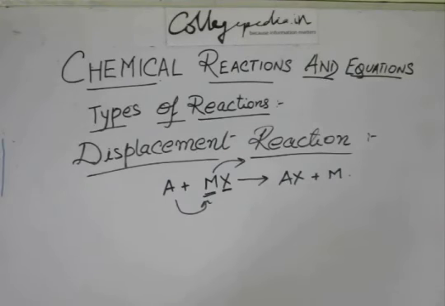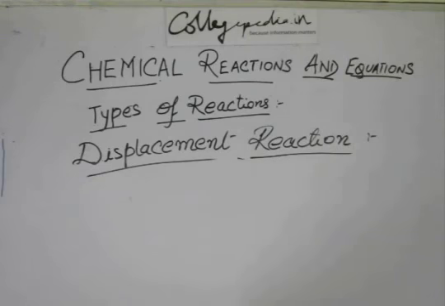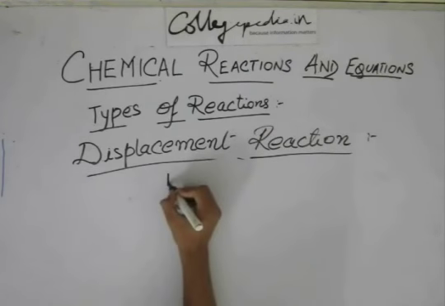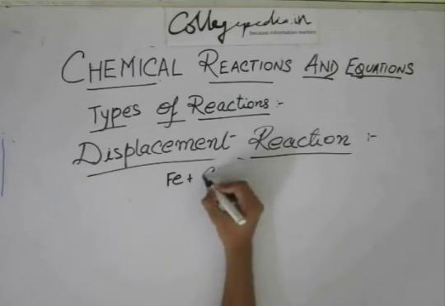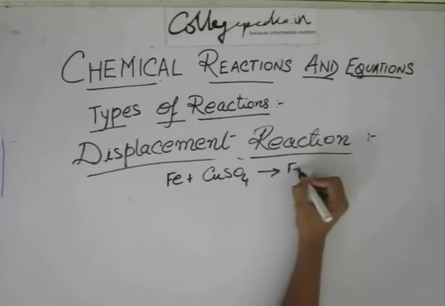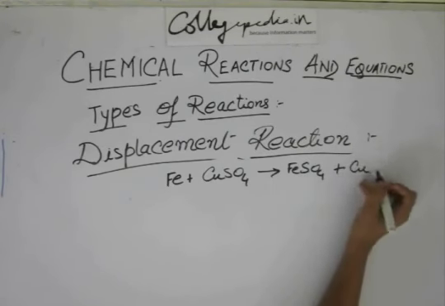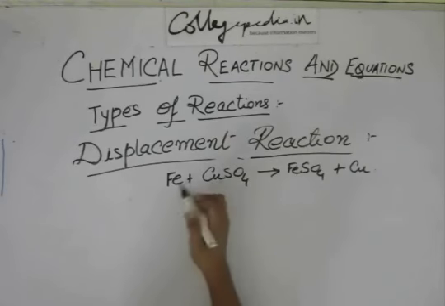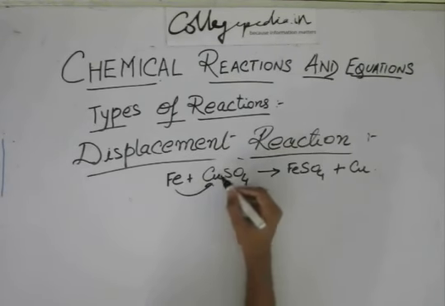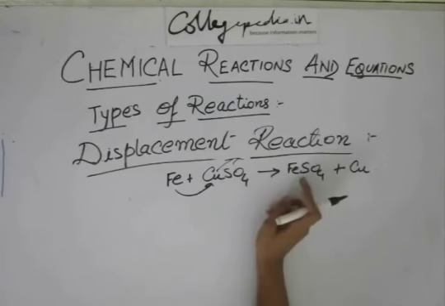So an example for this is your iron plus CuSO4 will give FeSO4 plus Cu. So see, in this, iron has just knocked out copper. So it has formed ferrous sulfate and it has formed copper.